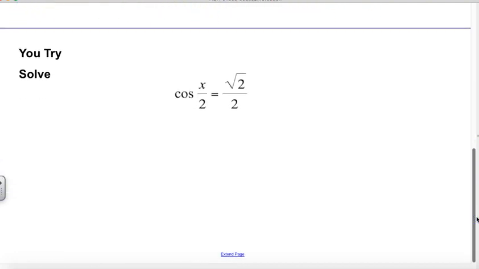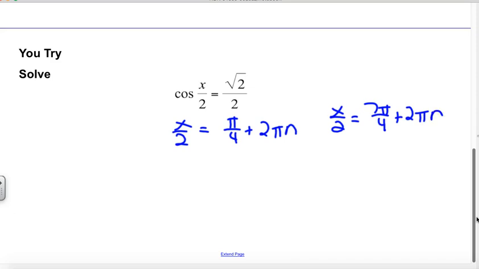So let's do this one now, and we'll remember that when we get to the end. I've already got the cosine by itself, so I can go ahead and look at the unit circle and see when cosine is the square root of 2 over 2. Looking at the full circle, the x-coordinate is square root of 2 over 2 at pi over 4 and at 7 pi over 4. So we'll say x over 2 has to equal pi over 4 plus 2 pi n, or x over 2 has to equal 7 pi over 4 plus 2 pi n.